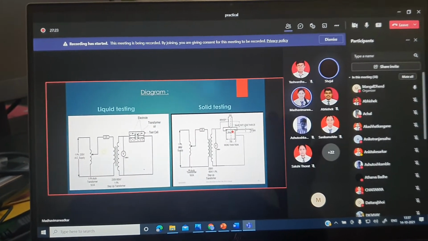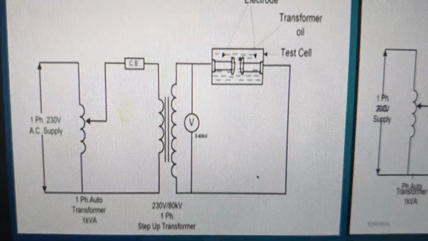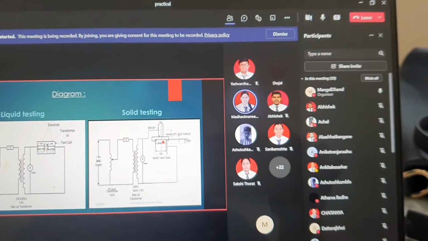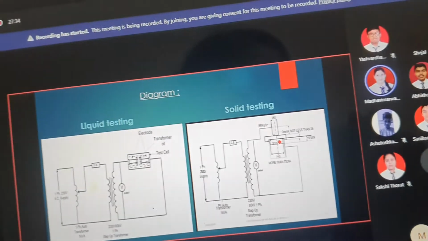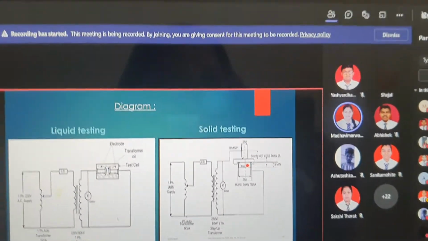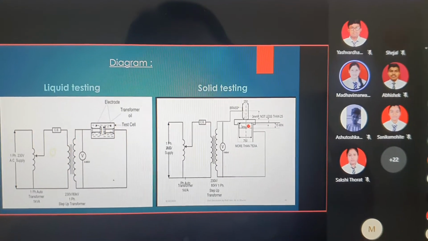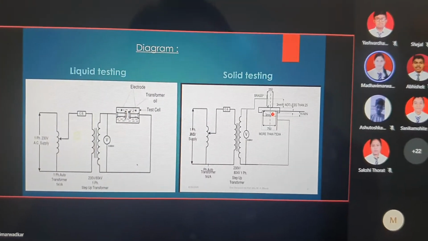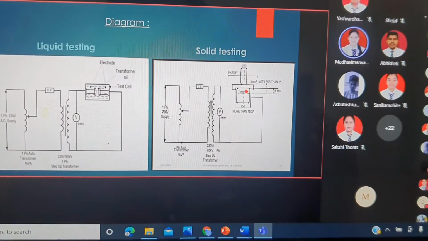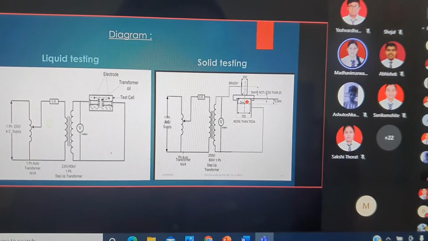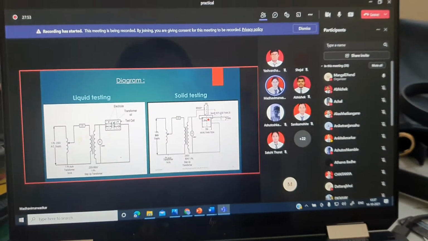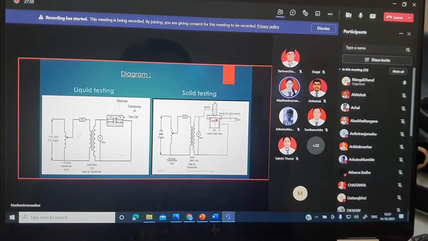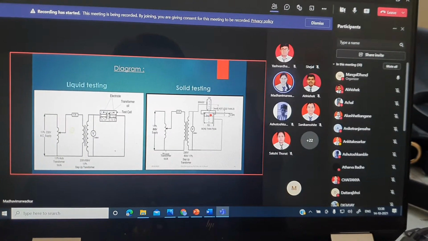So the next is the diagram. In liquid testing, the symbolic representation is as shown in the figure. We use an auto transformer, and at the primary of the auto transformer there is a single phase 230 volt AC supply, and at the secondary there is a voltmeter connected. In this diagram there is a test cell, and in that test cell you can see how the mushroom shaped electrodes are fitted. That is the symbolic representative diagram of the liquid testing process.